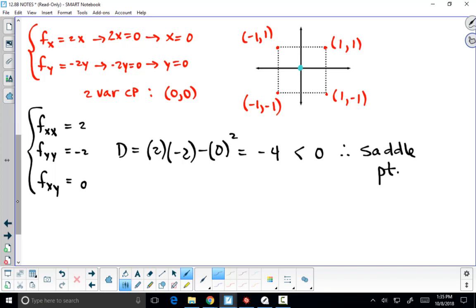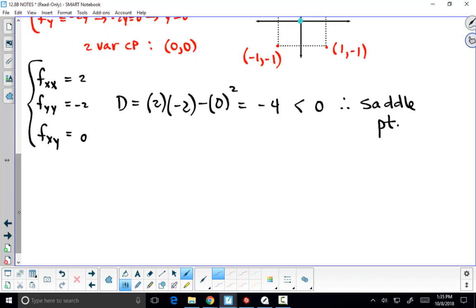Okay, so that means we have a saddle point, so there's no absolute max or min. No absolute extrema. So again, we're dealing with an open domain, so there's not a guarantee that there's an absolute max or min.